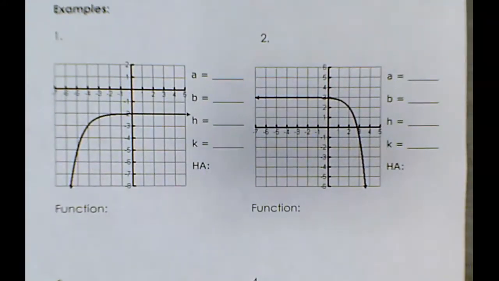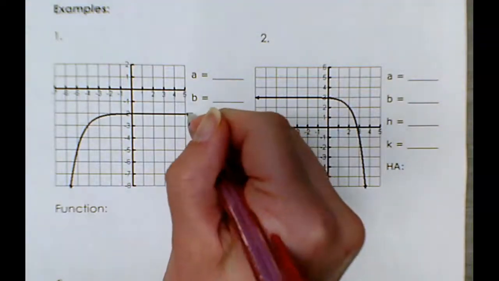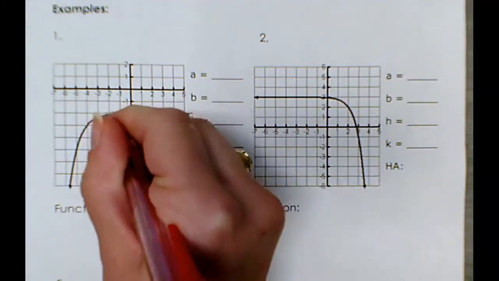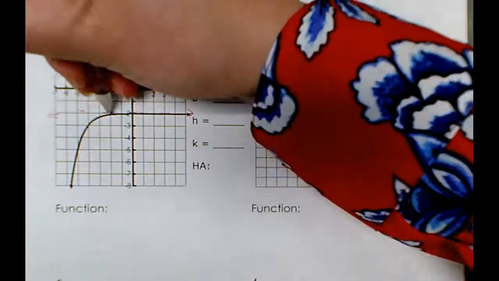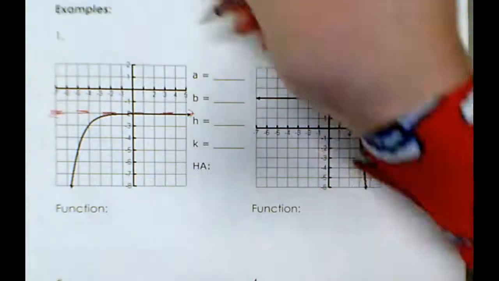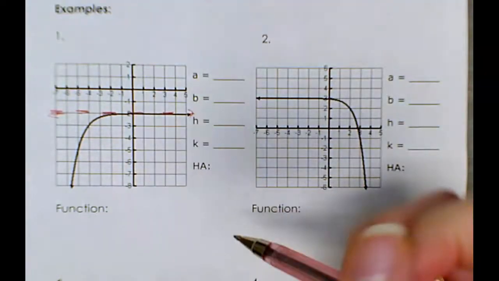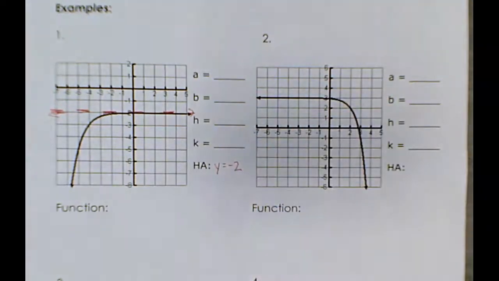Okay, so we have some examples. First thing that I think is a good idea is to put your horizontal asymptote in there. So I see that the graph kind of starts to flatten out right here. So my horizontal asymptote is right here. Going through a y value of -2. So y equals -2 is the horizontal asymptote.